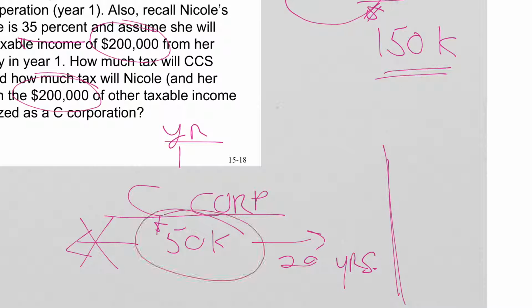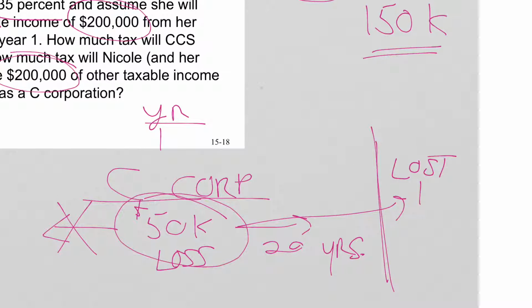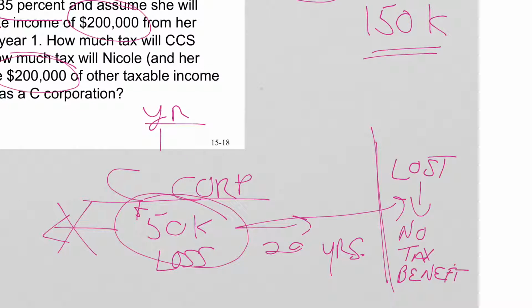This $50K loss is lost. L-O-S-T. There's no place it goes. It's just lost. No tax benefit. That is unacceptable. No tax benefit. So that's where I said we get creative as accountants and come up with some method to avail ourselves of that loss before closing that corporation.